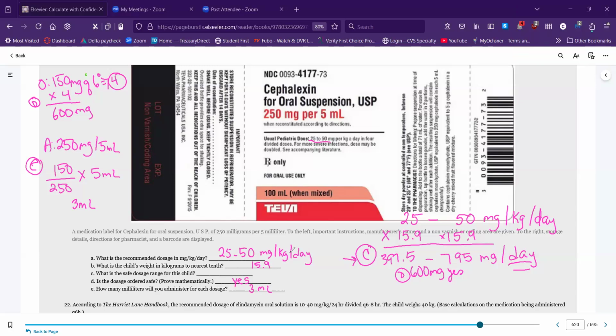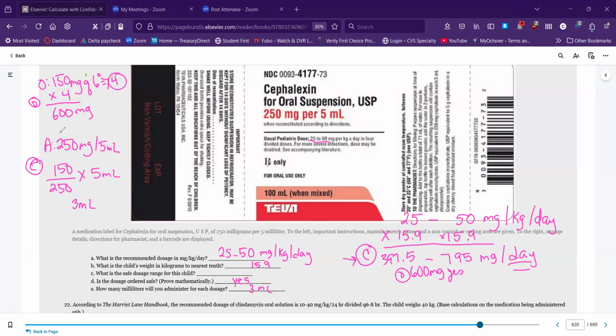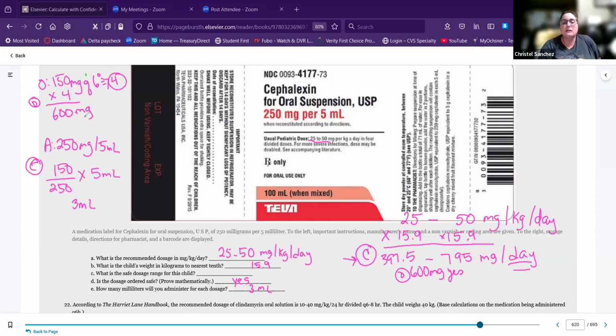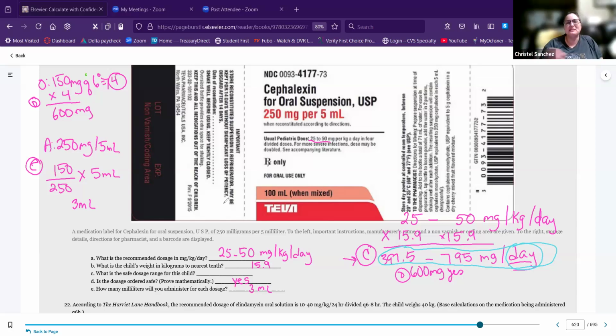Ms. Sanchez, before we move on, the 600 milligrams, I'm sorry, y'all. How do we know that this is the safe dose? So when we got our safe range, it's telling us that this is the safe range for that whole day. Once you say per day, then we have to multiply it times those 4 doses to give us that whole day amount.